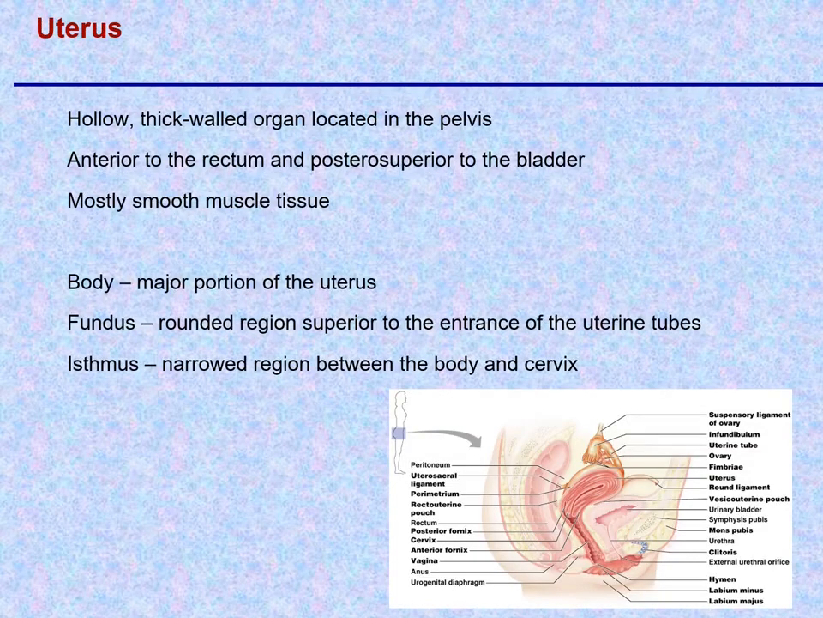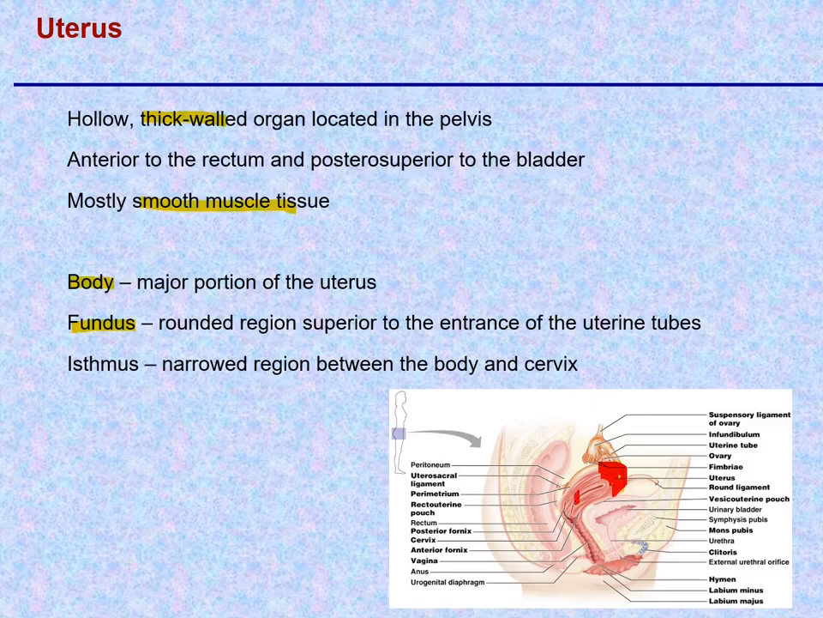And the next structure that the uterine tubes connect to is the uterus, which is hollow. It has quite a thick wall. The wall is made of mostly smooth muscle tissue. As I said, there are different sections, just like with the uterine tubes. And here, it's good for you to know that the body is the major part of the uterus, and the fundus is the rounded part here. Let me highlight it better. Here, this is the fundus, and the isthmus is the very narrow part between the main body and the cervix.